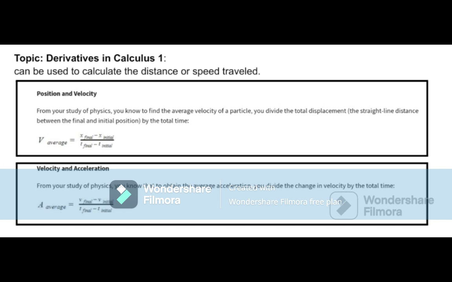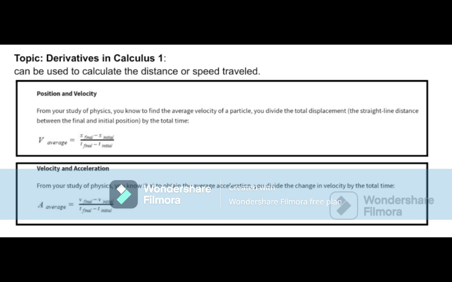Let us connect these points to position, velocity, and acceleration. First, I'm going to talk about position and velocity. From our study of physics, we know that to find the average velocity of a particle, you divide the total displacement by the total time.